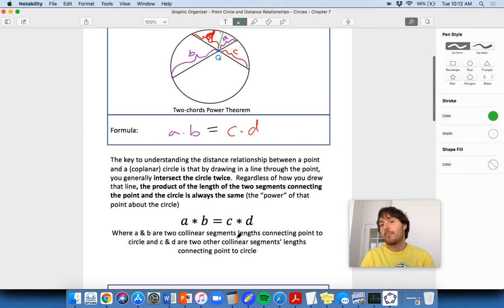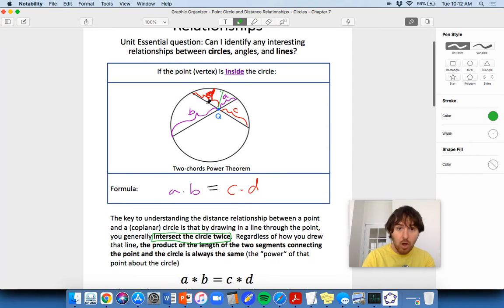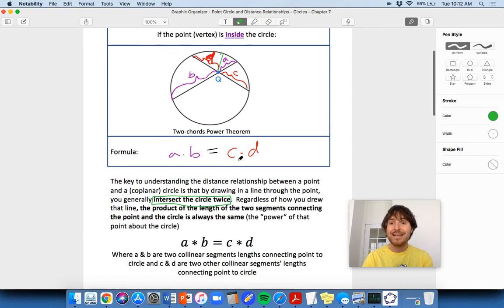All right, anyways, bunch of writing here, just kind of summing things up. Remember, you generally intersect the circle twice, okay? The key to this is that if you have a point and a circle that are coplanar, and you draw in a line through that point, it's going to hit the circle twice.